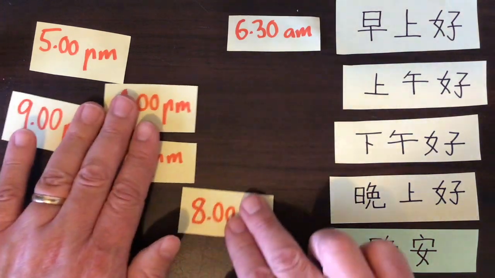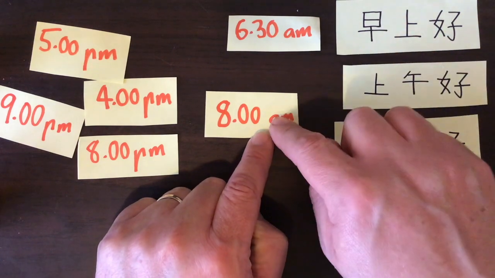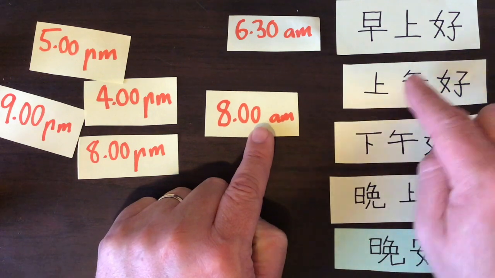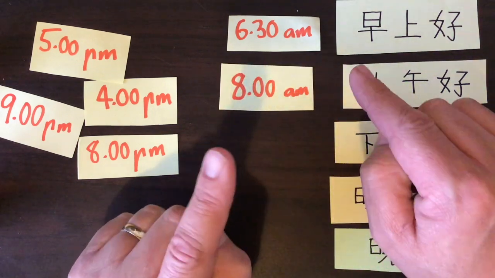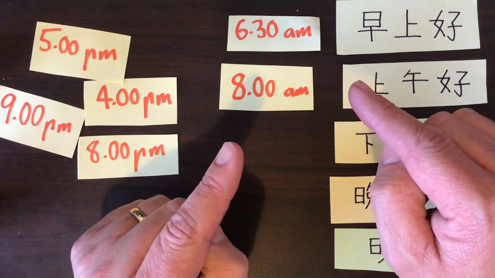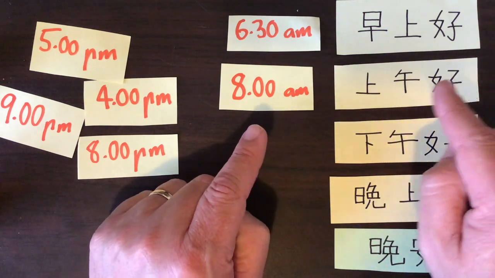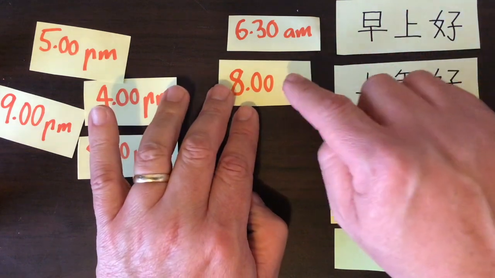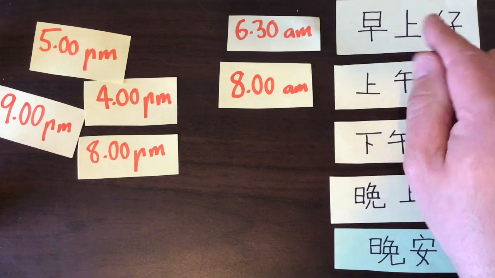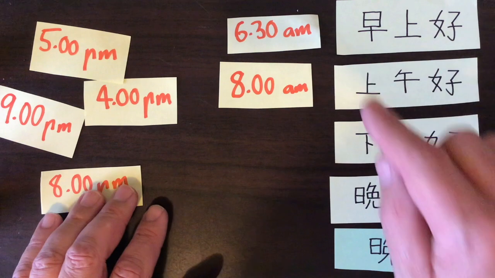Then 8 a.m. Okay, now I did say that early before 9 o'clock is usually Zhao Shanghao. It can be Xia Wu Hao because it really does depend on when you think early is. If 8 o'clock is not early for you, then it's going to be Shang Wu Hao. That's fine. But if 8 o'clock is really early for you, you might only wake up at 8 o'clock or maybe later, then it is Zhao Shanghao. Okay, but generally 6:30 is definitely Zhao Shanghao. Okay, so it's a bit subjective there.